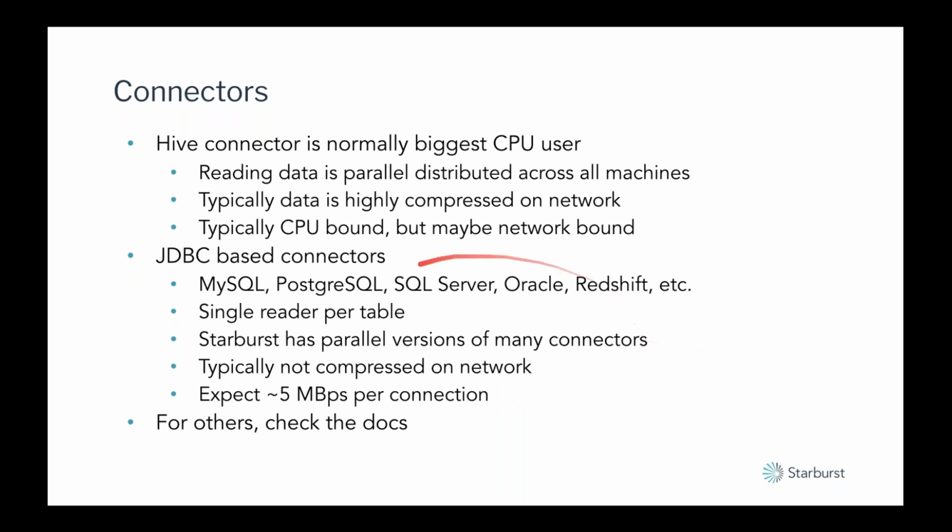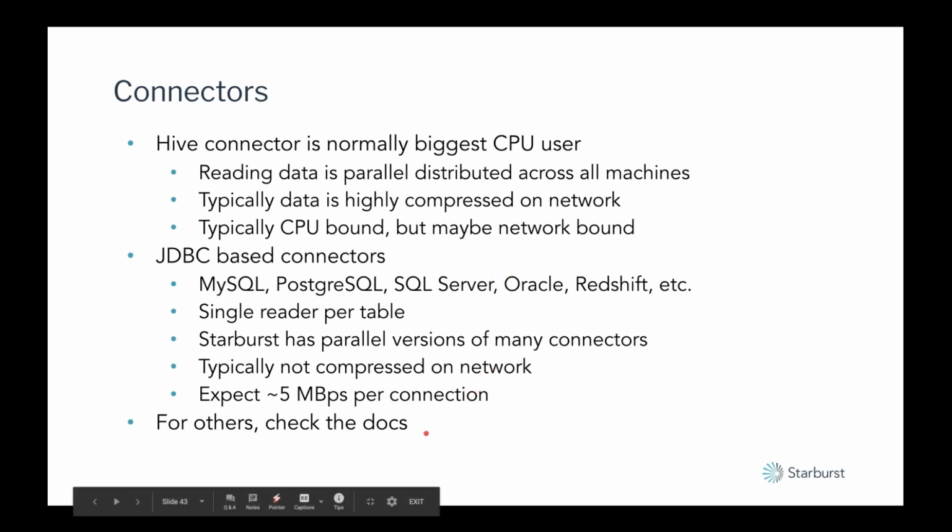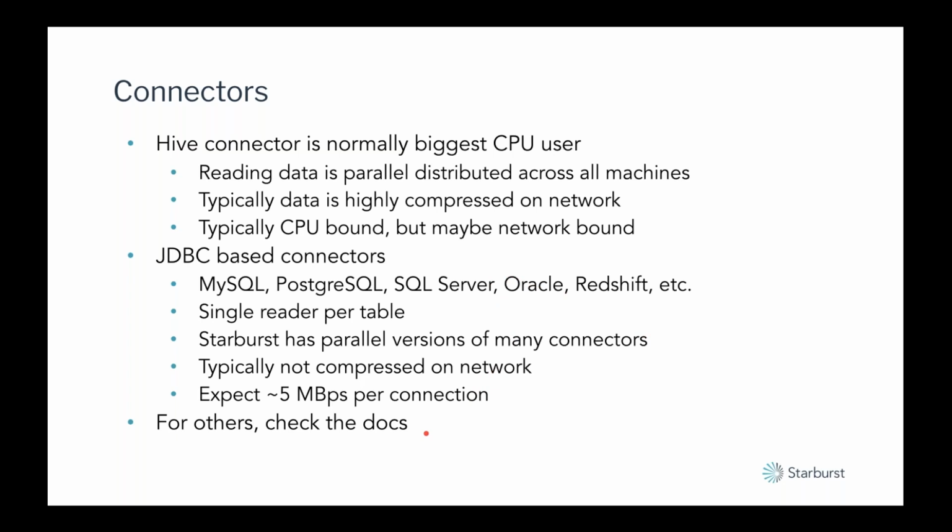Starburst has a bunch of these connectors rewritten so they're parallel, so you can get better performance. But again, each connection is still going to be around 5 megabytes, and you might have 10 or 100 of these connections, but there are limits. You don't want to have 100 connections to Oracle because you get charged by the connection to Oracle. At least I think you still do. I don't know. Anyways, there are a bunch of other connectors in Presto. Most of them are either single threaded like the JDBC connector, or you're connecting to data stores that aren't that big, so they aren't going to use a lot of CPU.